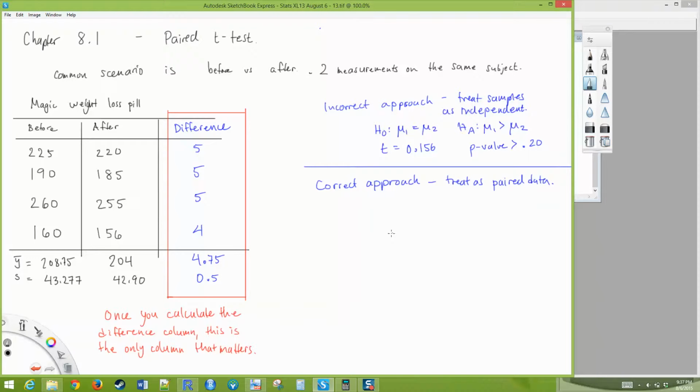And then the hypotheses you use are also different. We are no longer looking at mu1 and mu2. We are looking at the mu of the difference. The null hypothesis is that the mean difference is 0. And then the alternative is that the mean difference either is greater than 0, less than 0, or not equal to 0. So in our circumstance, we want that mu difference to be greater than 0.